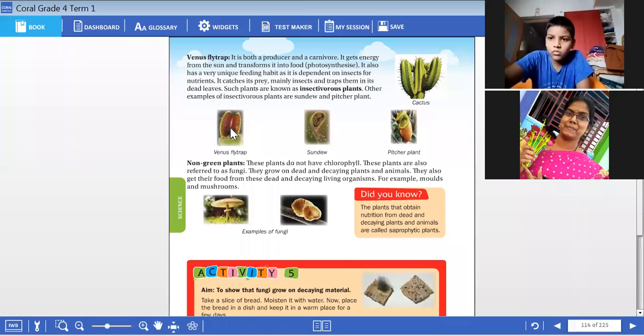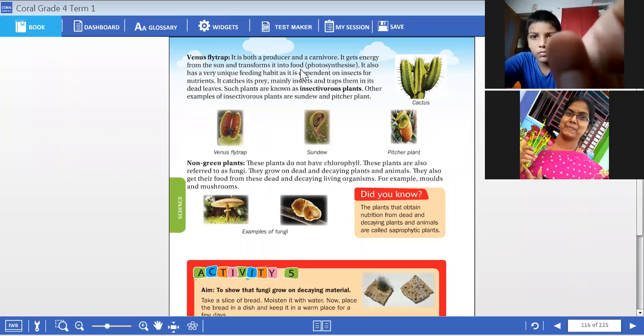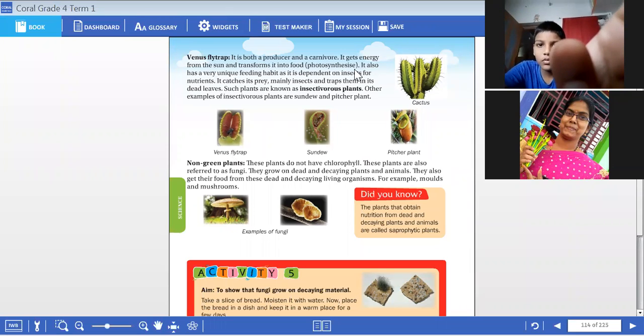No, a plant doesn't have a mouth. But Venus flytrap can eat insects. This is an interesting element, children. It can eat insects. It gets energy from the sun and transfers it into food with the help of photosynthesis. As we know, it also has a very unique feeding habit, and it is dependent on insects for nutrients.